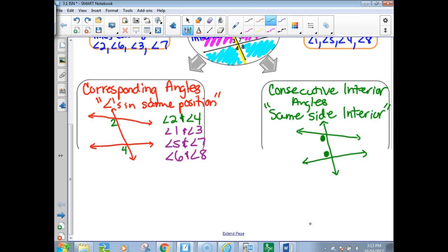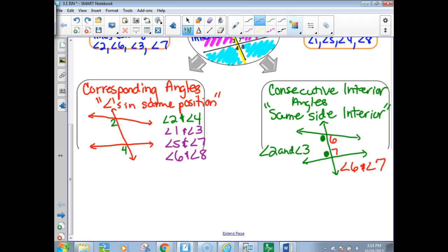So what are my angles in that position? 2 and 3? Angles 2 and 3 are on the same side of the transversal on the interior. Here's another pair. Is it 6 and 7? Angle 6 and angle 7 are also same side on the interior. Now you've got some room underneath the boxes.